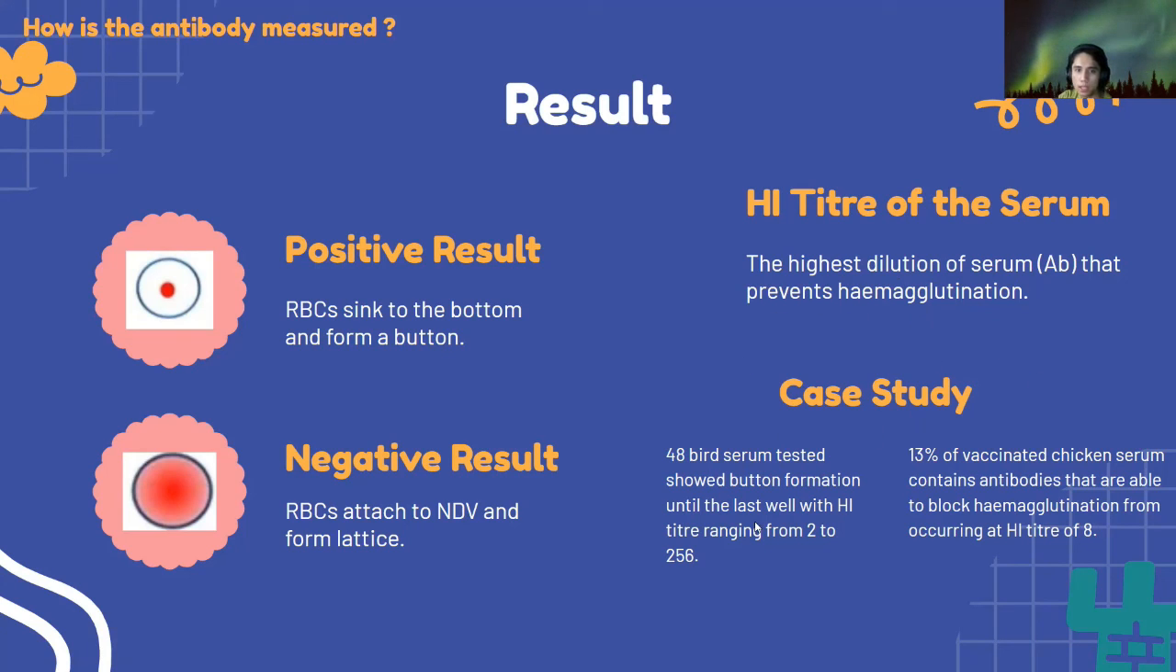So in this case study, 48 bird sera tested showed button formation until the last well, with HI titer ranging from 2 to 256, and 30% of vaccinated chicken sera contain antibody that is able to block hemagglutination from occurring at an HI titer of 8.